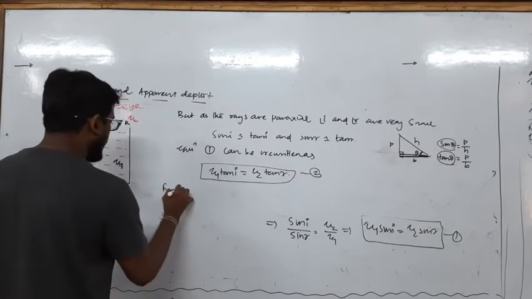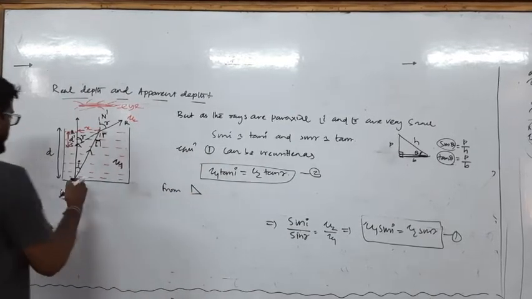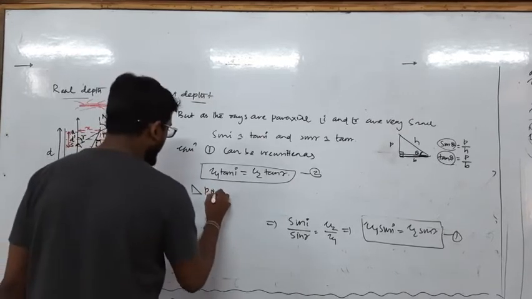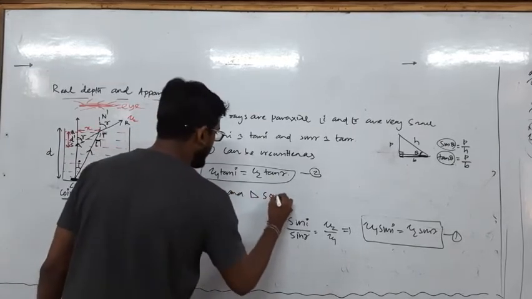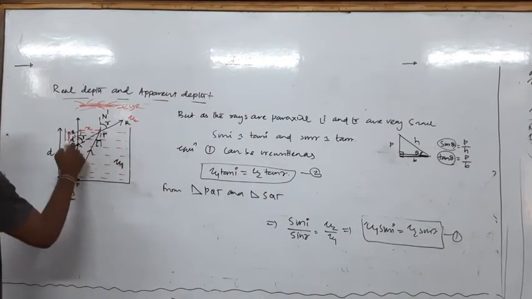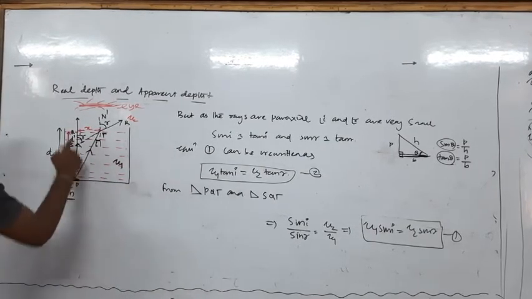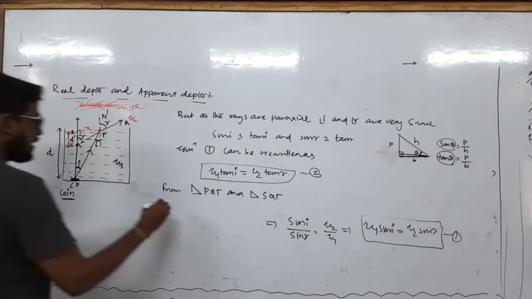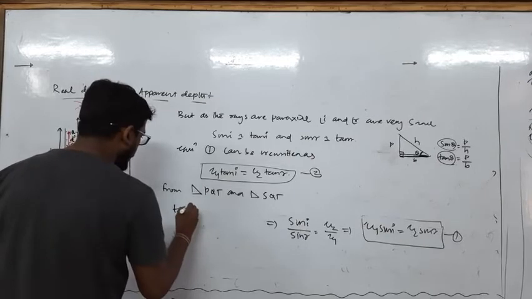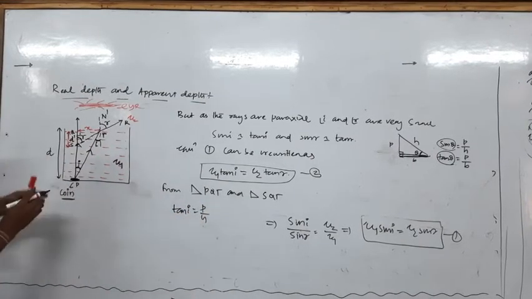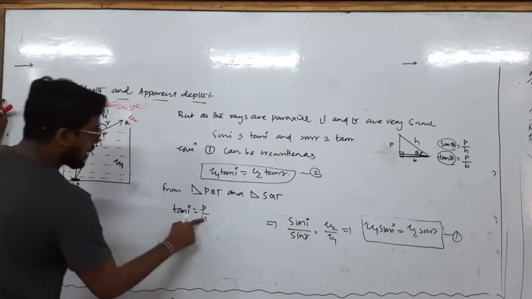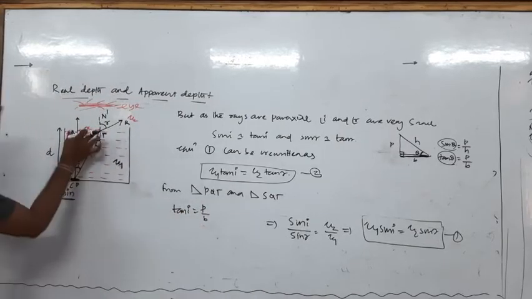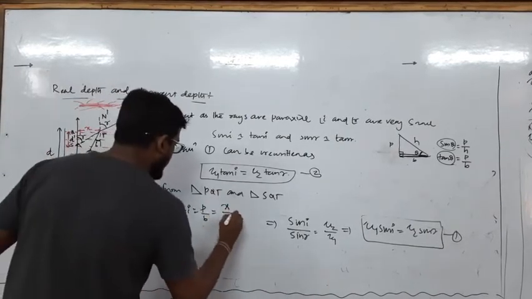Okay, so from triangle PQT and the right angle triangle SQT, because here this is also right angle triangle. What is in triangle PQT? This angle is also I, so tan I equal to how much? Tan I will be P by B. So P will be x, B will be D. So this will be x by D.